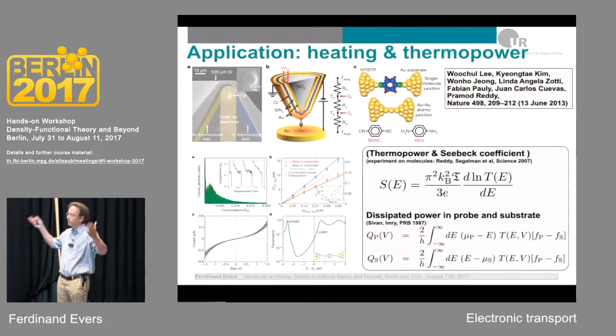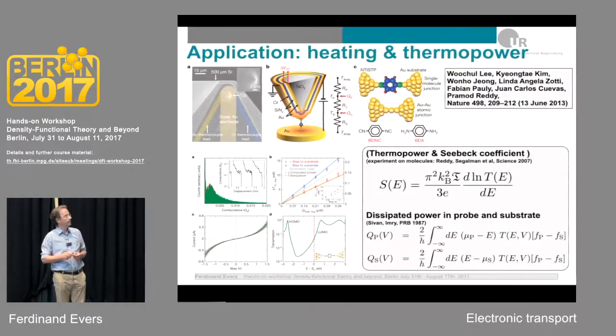Suppose that we have two reservoirs at two different temperatures. Then there's also a current flowing through the system, but only until the charge accumulating on the right-hand side annihilates the current flow through a counter potential. And now you can measure, for a given temperature gradient, what the counter potential would be. And the coefficient that comes out of this is the Seebeck coefficient.